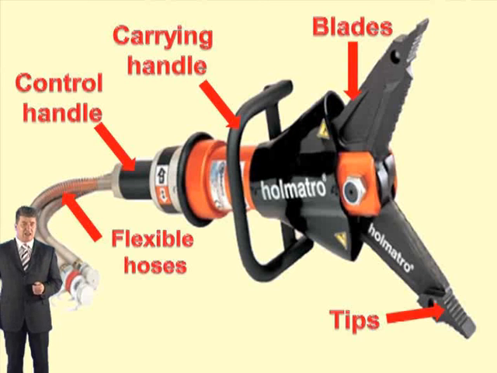As with spreaders, pulling accessories can be used again with these tools, and it shows you here what you've got there. You've got your tips, your blades, your carrying handle, your control handle, and your flexible hoses. Now this video is going to show you the combi tool in action.